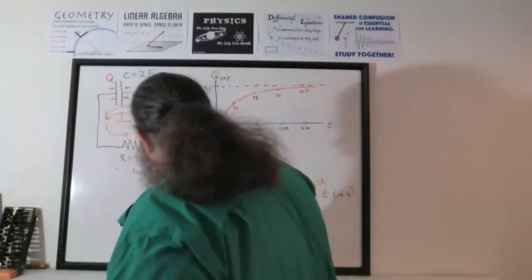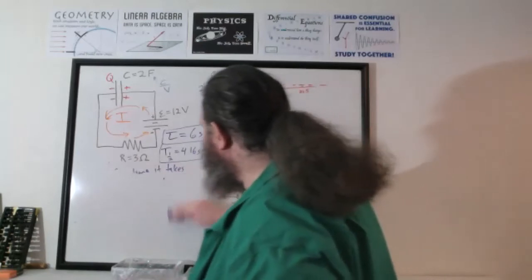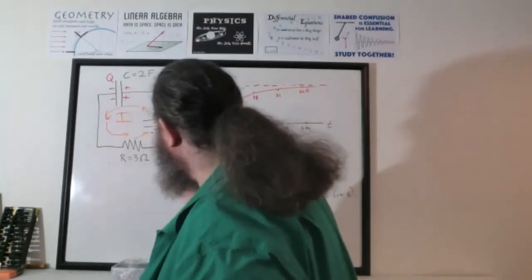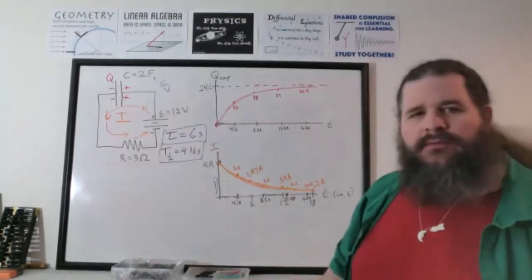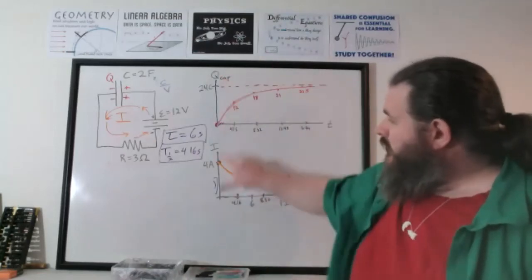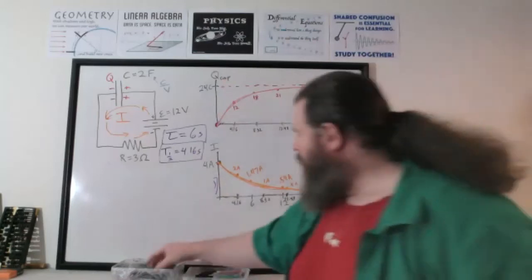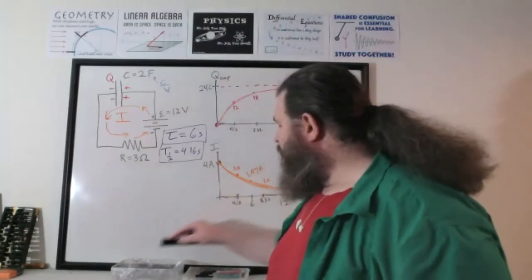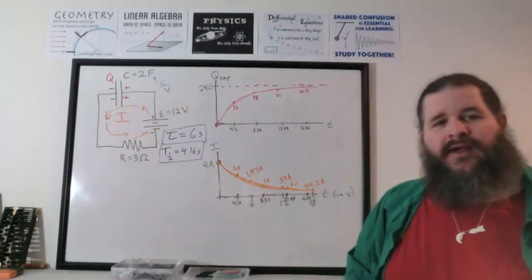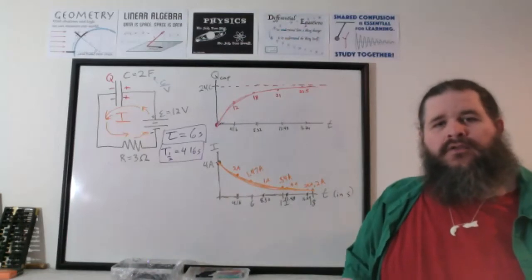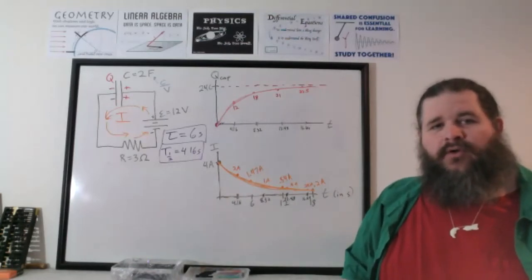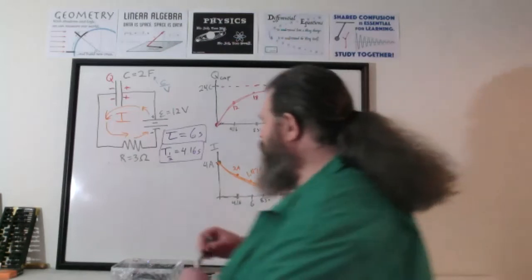One of the nice things about voltage is that we can put both voltages on the same graph. It's not really a good idea to put charge and current on the same graph because the y-axes are measuring different things. But the voltage of the capacitor, the voltage of the resistor, and even the voltage of the battery are all measuring the same thing. They're all measured in volts, so we can put them all on one axis.